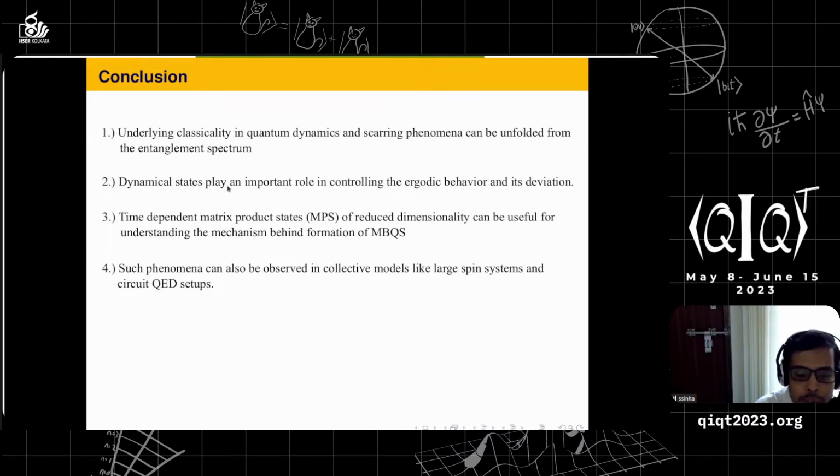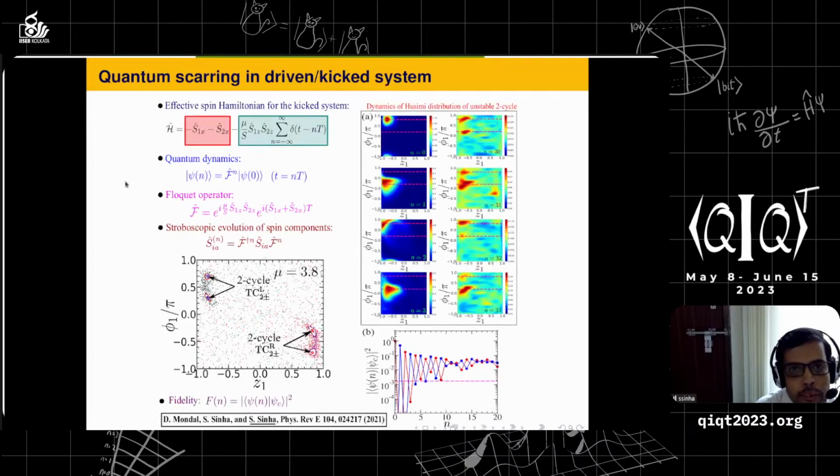And dynamical states like this pi mode at the band center, where the ergodicity is maximum, play a very important role in controlling the ergodic behavior and its regulation. And more importantly, such phenomena can be observed in collective models like large spin systems, which can be realized either in cold atoms or in spin qubits, or even in superconducting qubits. So superconducting qubits now open up the possibility to realize all these systems, particularly this kicked coupled top.